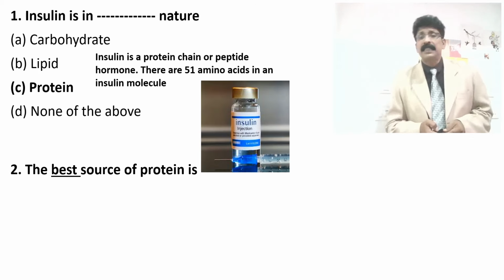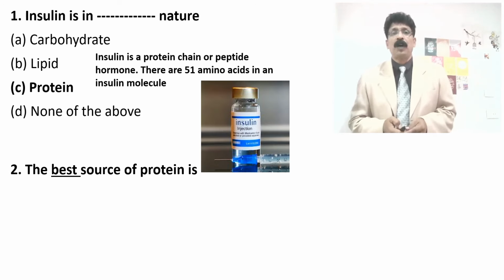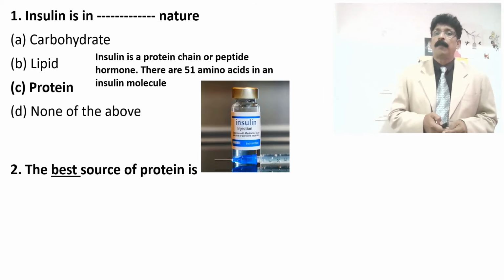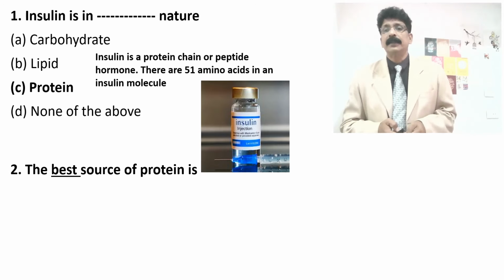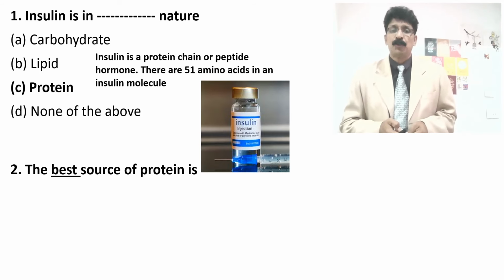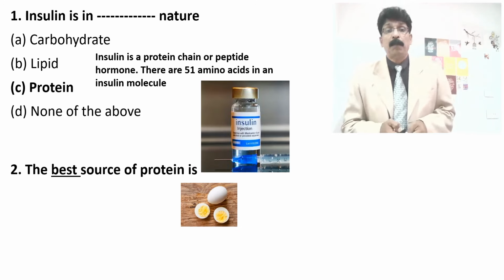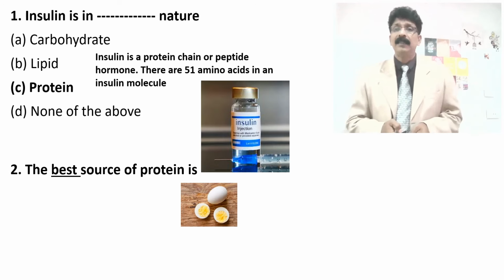So very simple question. You should know that it is made up of amino acids, 51 amino acids, and insulin is a hormone which is secreted by islets of Langerhans, which can initiate metabolism of carbohydrates, and it controls the blood glucose level in our body. So all these things, some of the information I am giving in that first question. Second question, the best source of protein is, immediately we will say egg, but there are others.